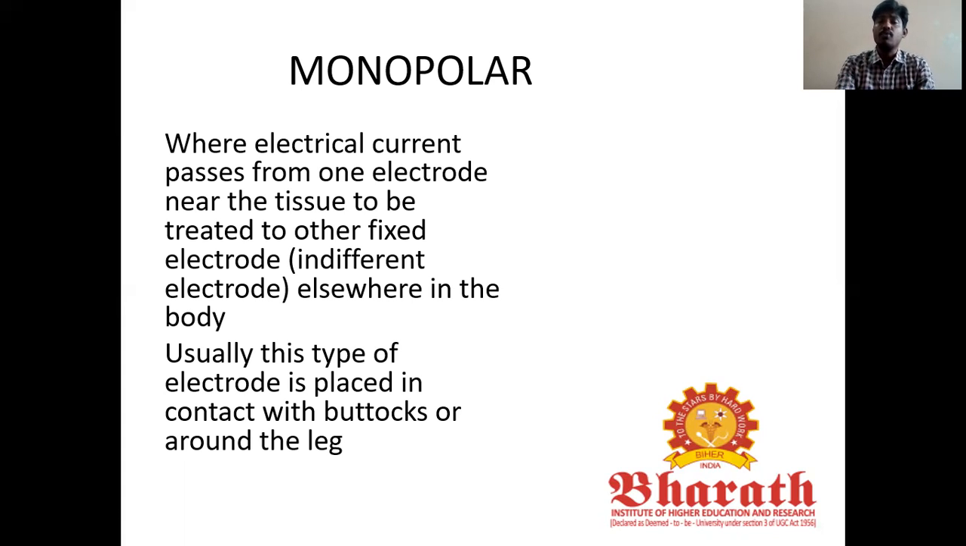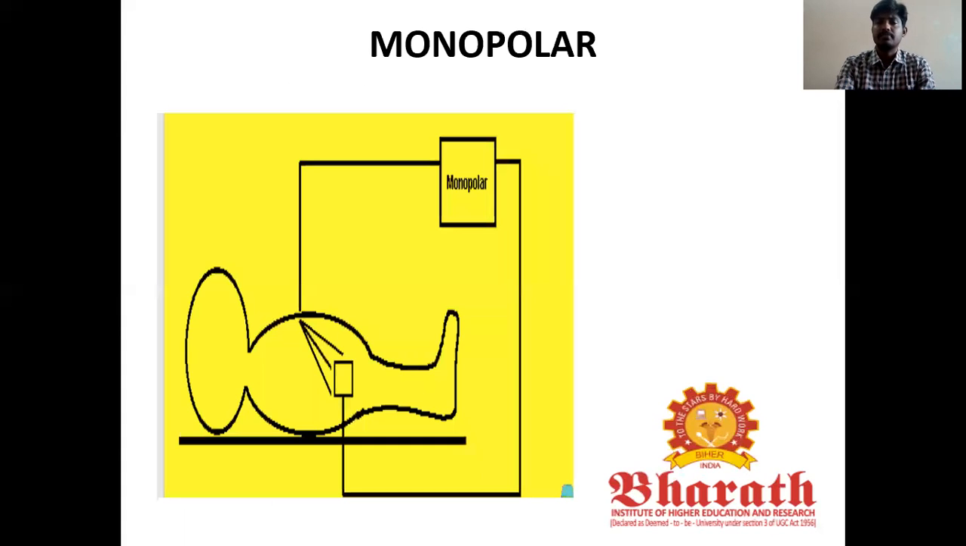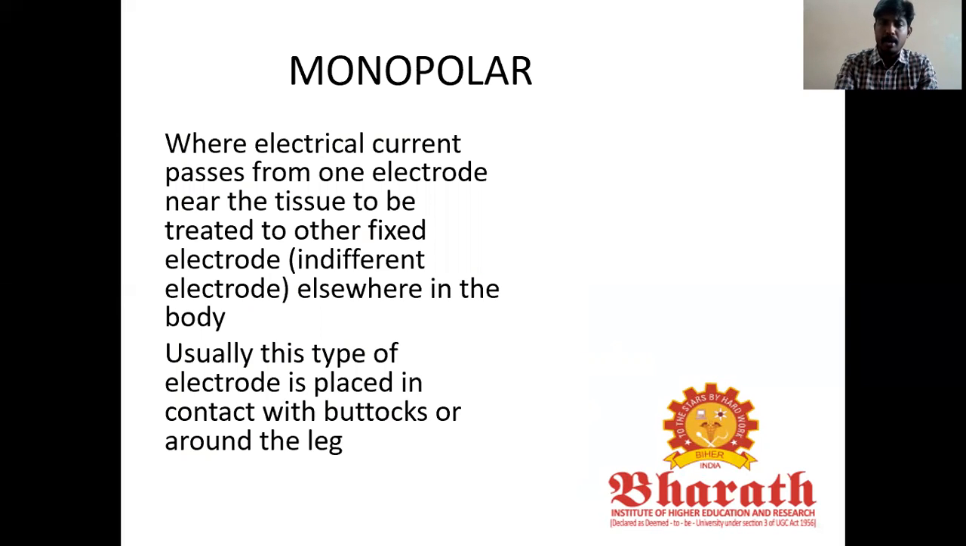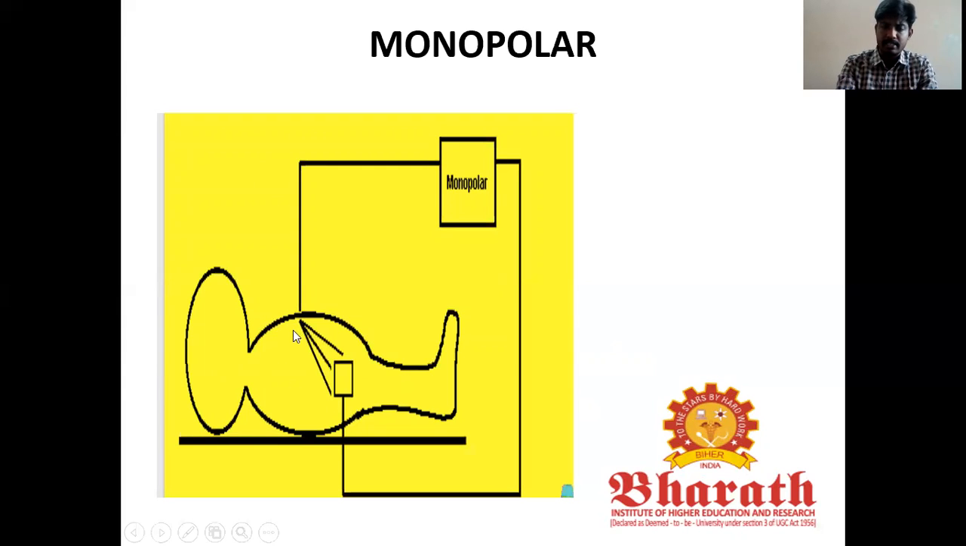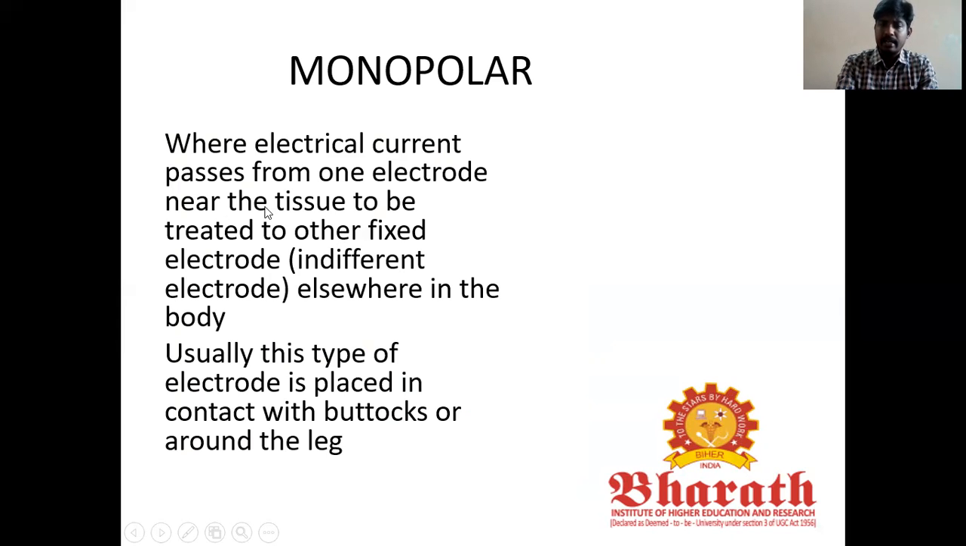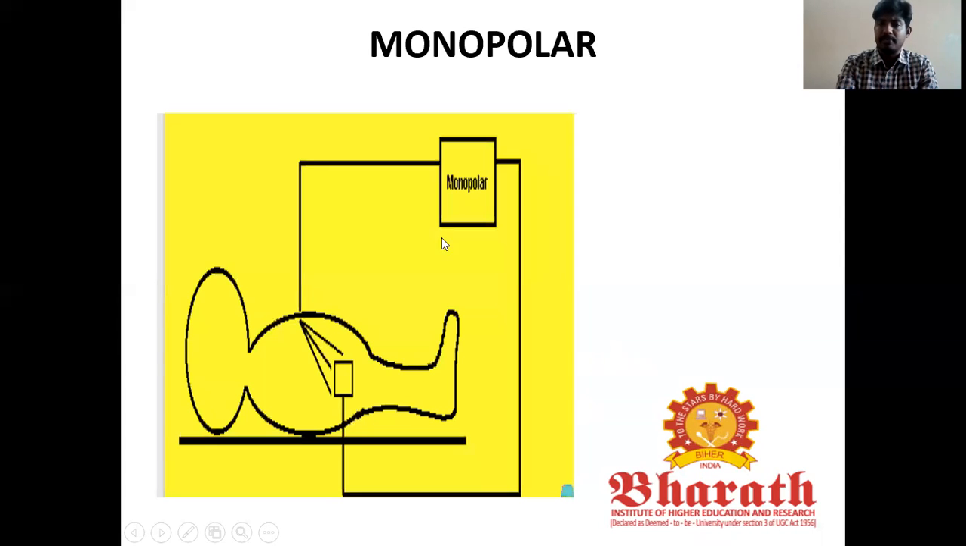We can see how it can be used to treat. This is the monopolar method. Again, we already know that the electric current passes through one electrode on the patient side, while another electrode is in contact with the patient's buttocks or leg. So we treat the tissue near the electrode. In this particular near tissue only, we are able to treat with this type of method.